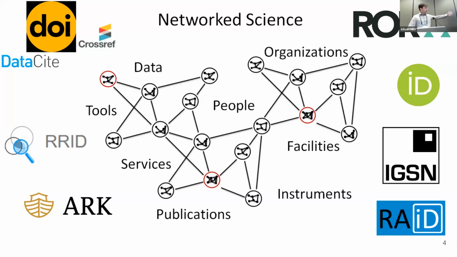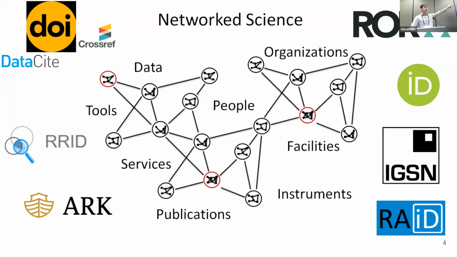And then there's a bunch of types of IDs shown here on the left that are assigned to lots of different types of things, including DOIs, as we know, RRIDs, research resource IDs, which tend to be used more in the biomedical community, and then ARKs, and John Kunze is here. He'll talk more about ARKs this afternoon.